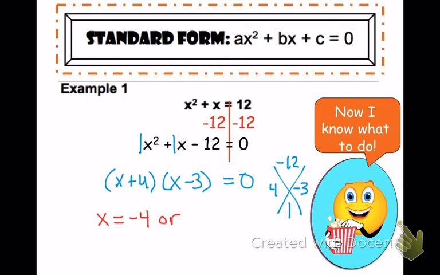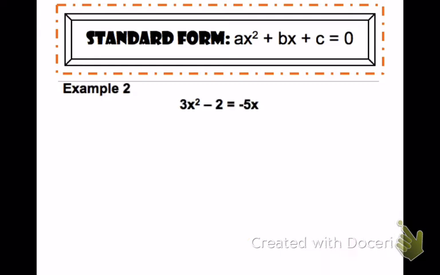Or I'm going to ask myself the same question. What's going to make the second factor equal to 0 for the zero product property? And what's going to cancel a negative 3 or a minus 3? My answer would be a positive 3. So these are my two solutions, and I'm done with number 1. So the only difference from yesterday to today is it's not in standard form. I just got to put it in standard form. Let's move on to the next problem.